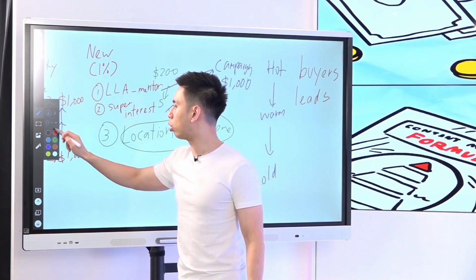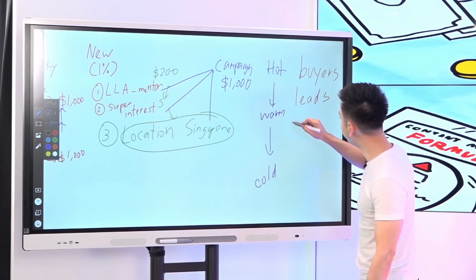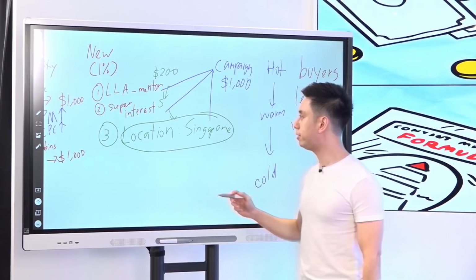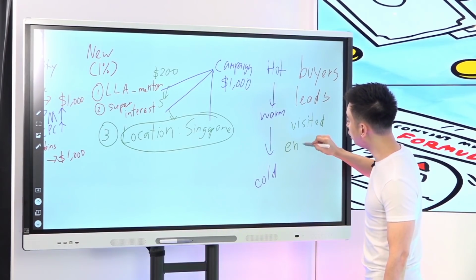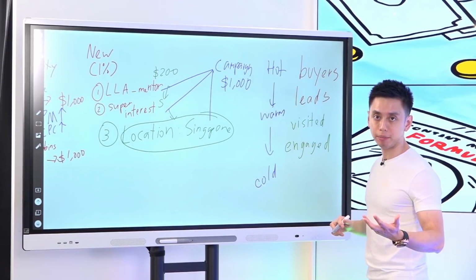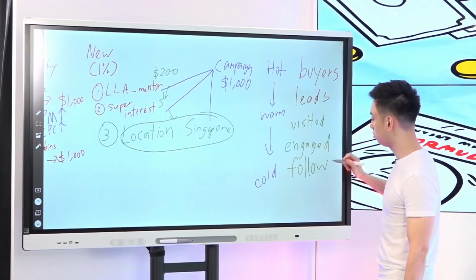Then, as you go colder and colder, you would want a lookalike of people that have visited your page. After that, slightly colder, this would be people that perhaps engaged with your page: liked, commented, or shared any of your stuff. Then after that, perhaps it could be people who follow you on your Facebook page.